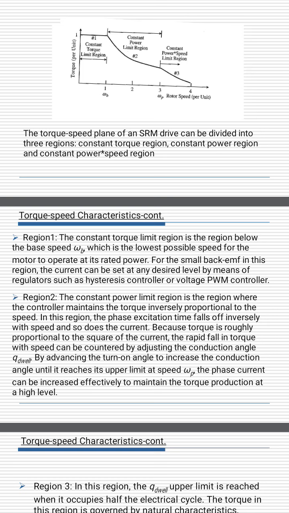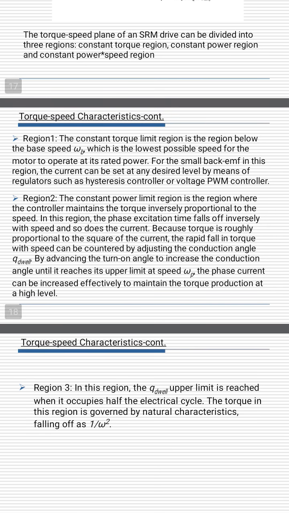Torque speed characteristics, Region 1. The constant torque limit region is the region below the base speed ωb, which is the lowest possible speed for the rotor. For the small back EMF in this region, the current can be set at any desired level by means of regulators such as hysteresis control or voltage PWM control.